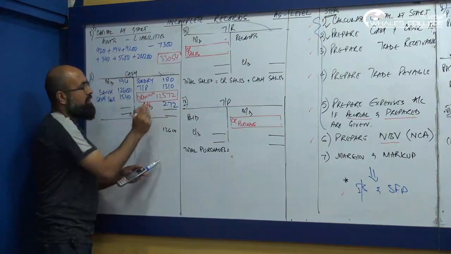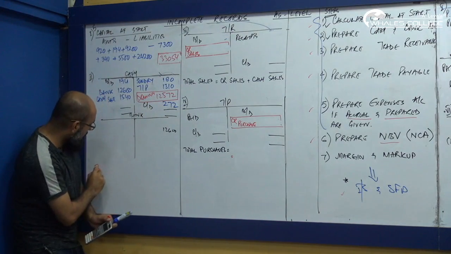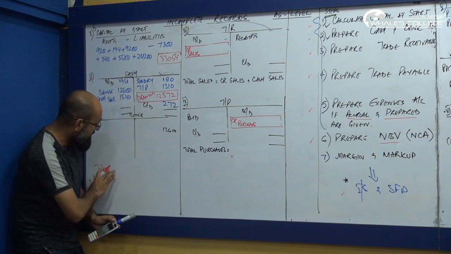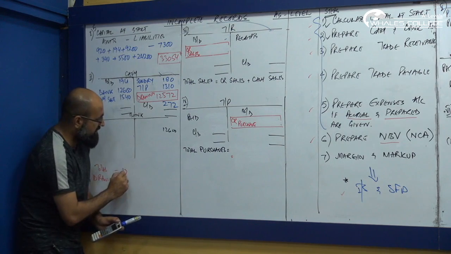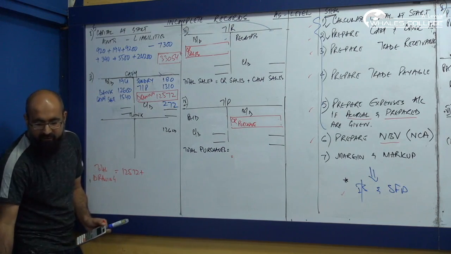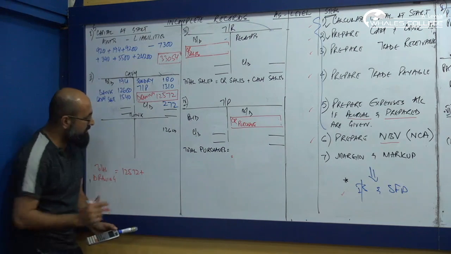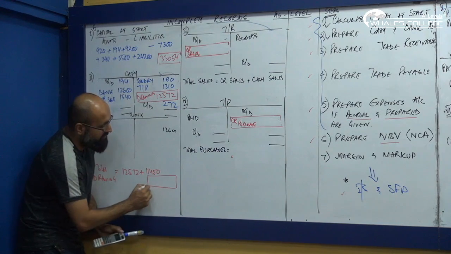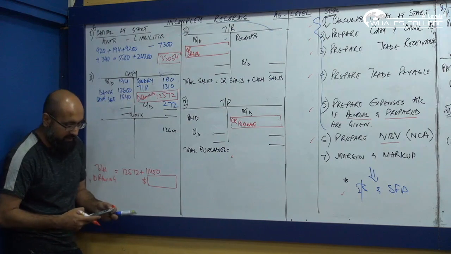I told you before, if you get any missing figure, get the total also. Do you have any other drawings, other than cash? Cash is 12572. Look at the question. Yes, we do have the drawings from the bank, 11400. So whenever you get the figure, get its total also.